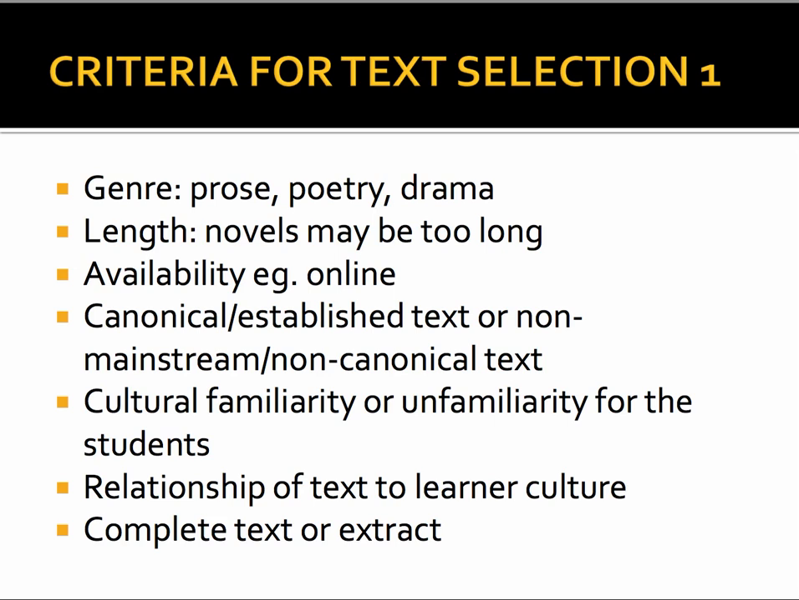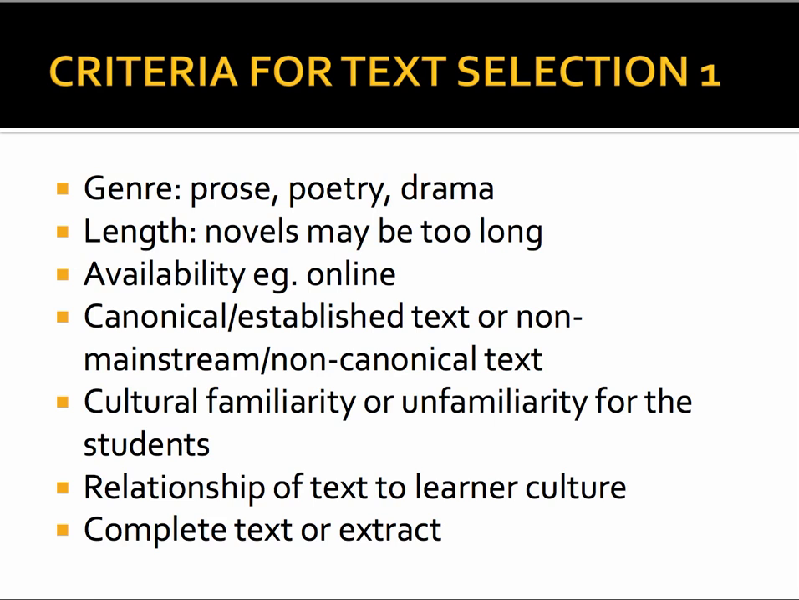So the first slide here is a very basic one. What are the criteria for text selection? Well, these are things we've already discussed in previous modules. First of all, genre: prose, poetry, drama. We're going to be doing individual modules on each of those genres within English literature, and we'll be looking at the advantages or disadvantages of using prose as opposed to poetry, or drama as opposed to poetry, or poetry as opposed to drama. So we will be looking at the different benefits and possible disadvantages of each of these genres.